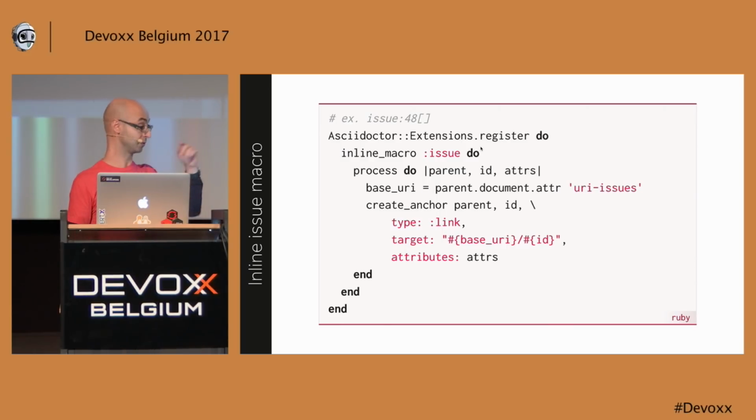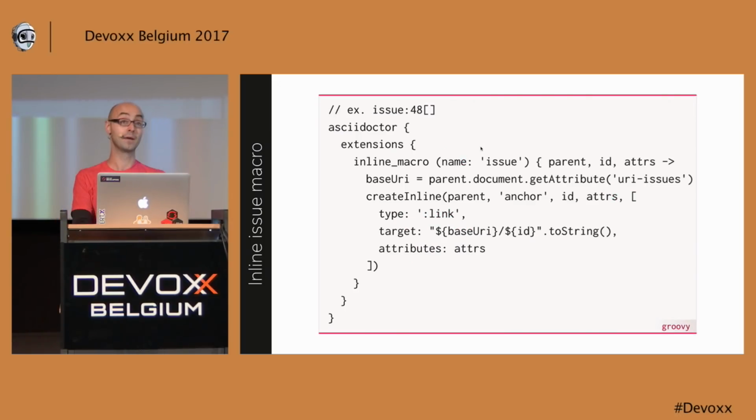So in this case, what you're doing is that I create my own custom macro, which is when I find issue colon 48, I just read the URI issues attribute, and then I substitute the ID with this URL. This is with Ruby, and this is how you can do the same with the Asciidoctor J DSL. Notice that this is a Groovy DSL where you say Asciidoctor extensions, and then you define the extension just there in place. So you don't need to create Ruby files or Java files. Of course, you can write extensions with Java and then register it as Java SPI, but in this way you have everything in place.